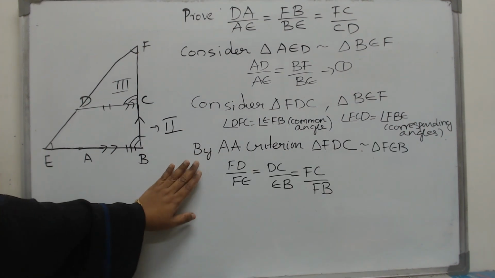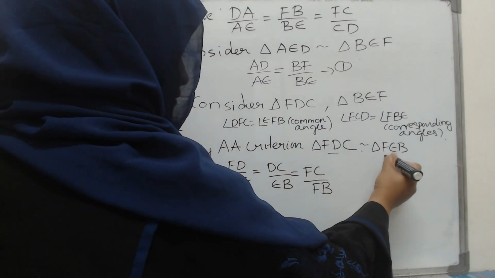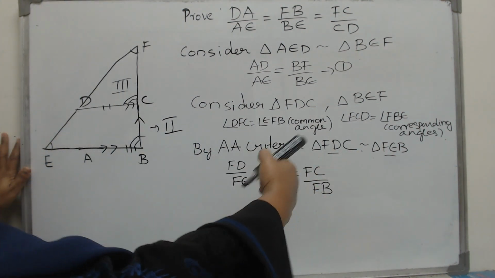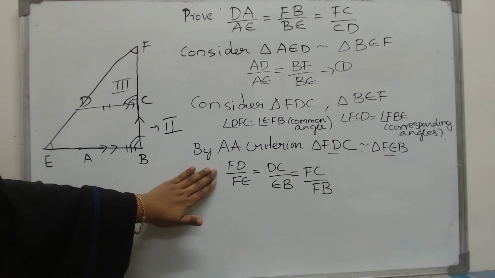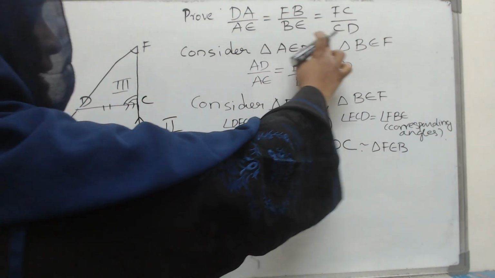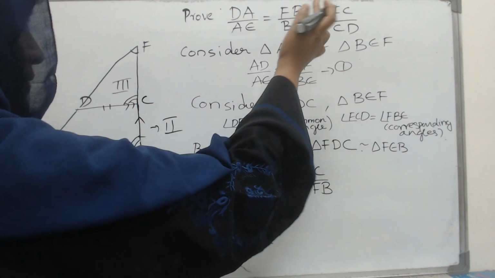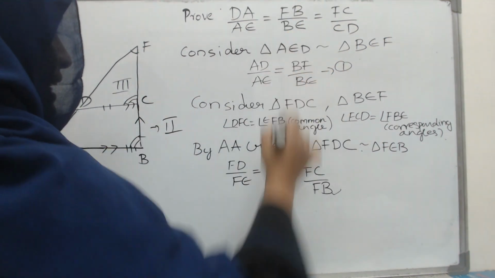So once the similarity is proved, what do we do? First side here, just write them in order. That is why the name is important, so that you get your ratios in order. But then, is that our result? Look at the second part of the result. What are we dealing with? We are dealing with an FB here, a BE here.